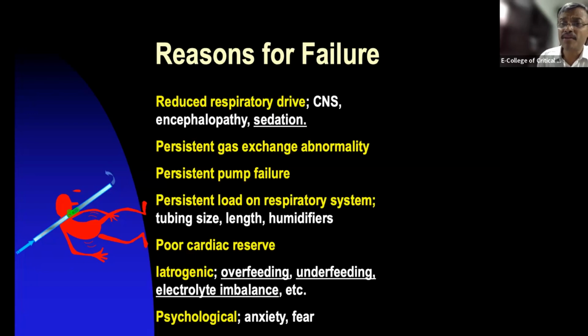Persistent pump failure, heart failure: the cardiologist comes and says that LV is normal, LV is normal. No, we want RV also, the right ventricle. We want to know what happens during SBT also, NT-proBNP before and after.